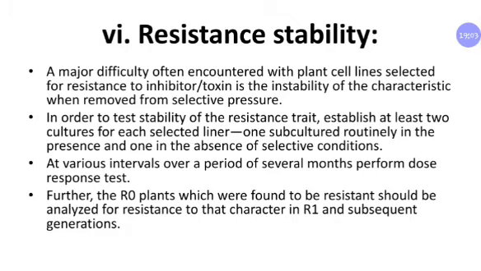Resistance stability. One of the major problems faced is that under selective pressure, the plant cell lines show resistance to a particular inhibitor or toxin, but when removed from this selective pressure, they show characteristic instability. In order to test the stability of the resistant trait, at least two cultures for each selected line are established. One is subcultured routinely in the presence and one in the absence of selective conditions.